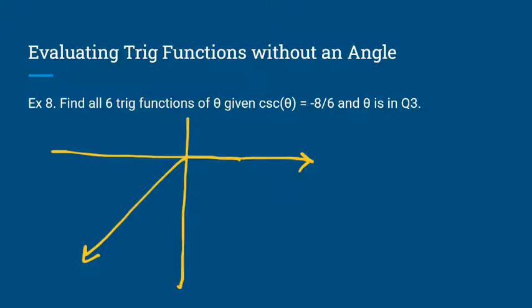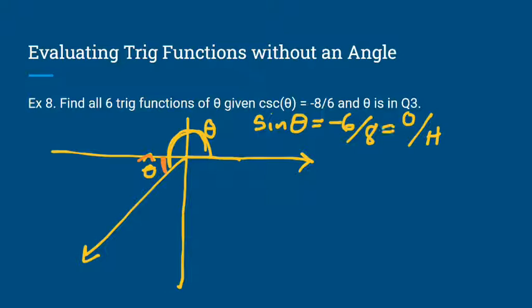Now, if the cosecant of theta is negative 8 over 6, what I'm going to do is immediately say that the sine of theta is negative 6 over 8. Okay, so that's opposite over hypotenuse. If we look at theta hat, this entire thing is theta. That's the angle in question. And we're going to use the reference angle, theta hat, which is just this part here.